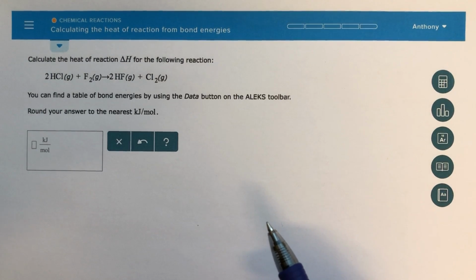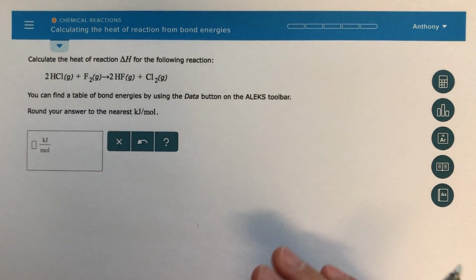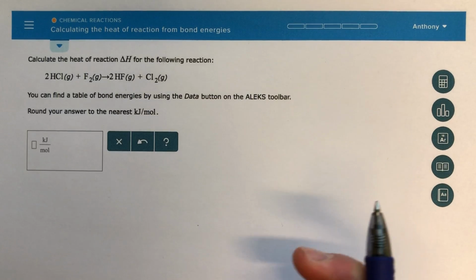All right, welcome back. So this is an ALEKS topic that's called calculating the heat of reaction from bond energies. I think this is a cool little topic. It's pretty straightforward, and it gets us to start thinking about what is actually happening in a chemical reaction. So I think that's a good thing to have in mind.